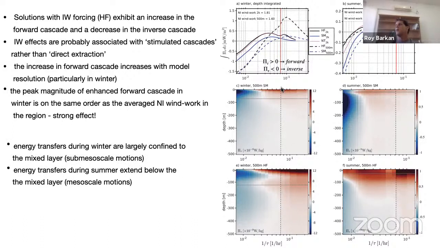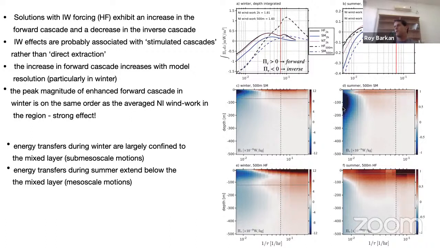And so what you can see is that in winter, most of the action, if you like, is confined to the mixed layer, which is denoted here by this gray line. And so the inverse cascade here is presumably associated with mixed layer eddies, and you have a little bit of a forward cascade. And as you add the waves, you can see this reduction in the inverse cascade and the enhancement in the forward cascade.